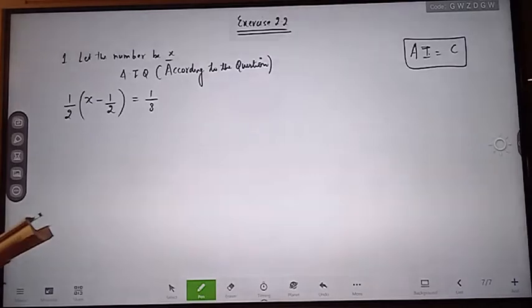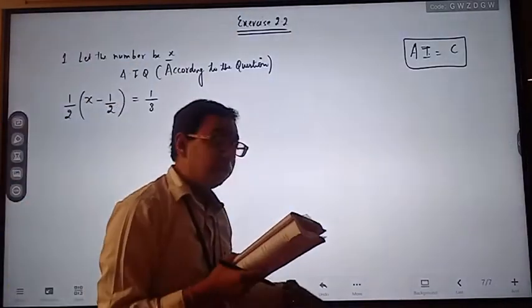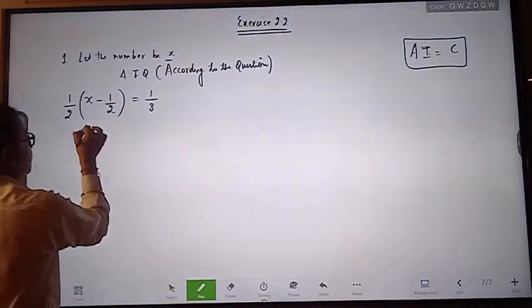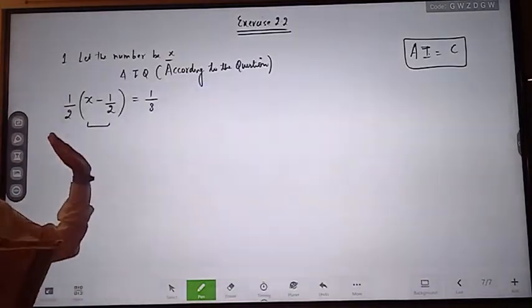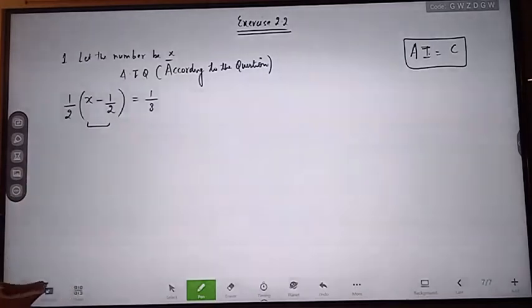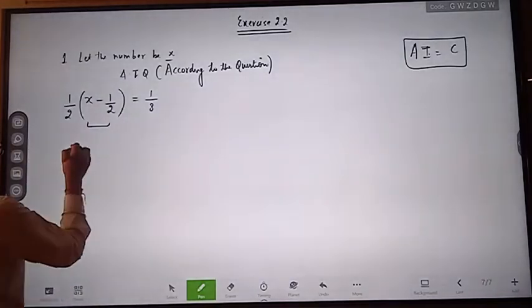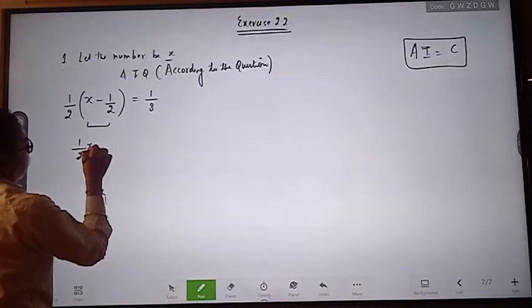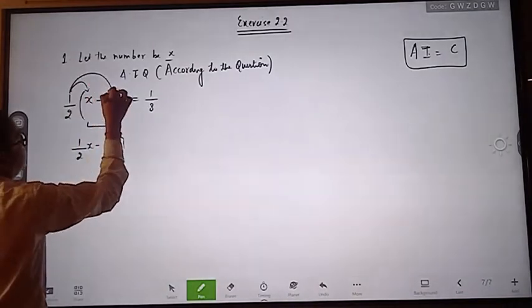So if you subtract half from the number, this is the result, and we have to multiply the result with half. You'll be getting 1 by 8. Simple. Multiply, distributive property.